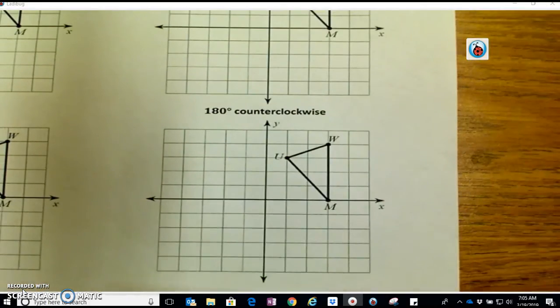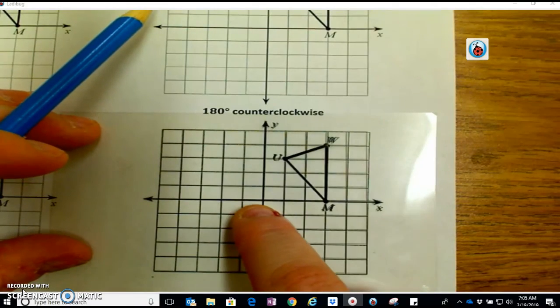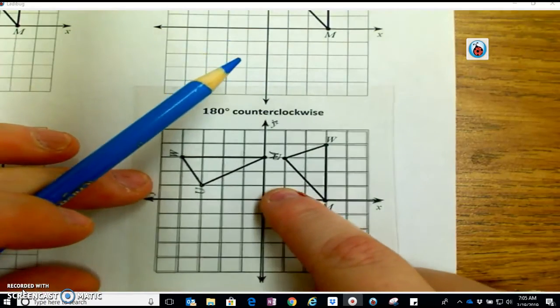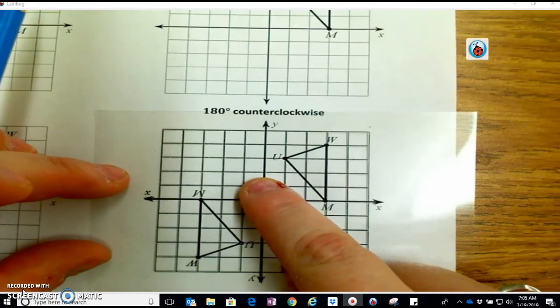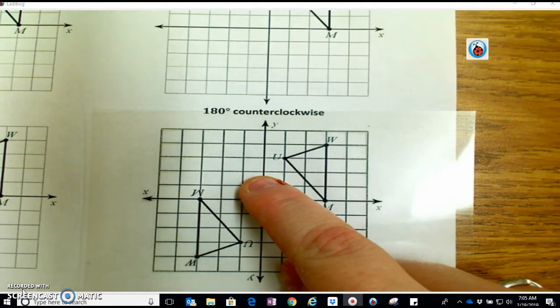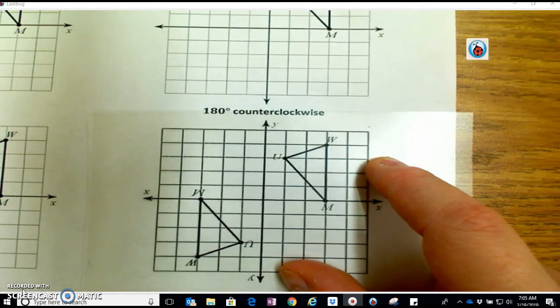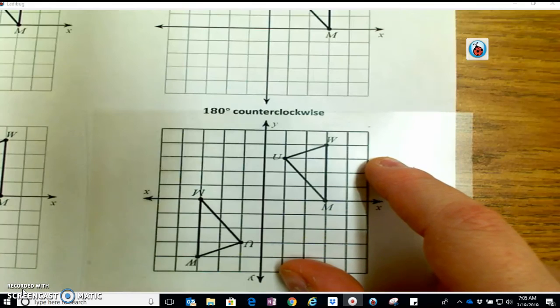Then we're going to take a look at 180 degrees counterclockwise. So now we're going to turn it to the left. We have one turn, 90, and another turn right there. Go ahead and pause the video there and record.